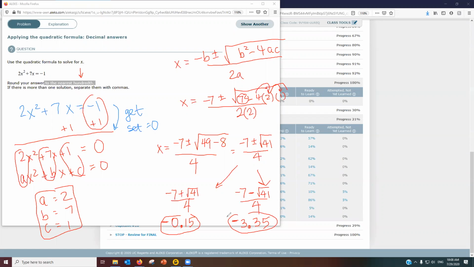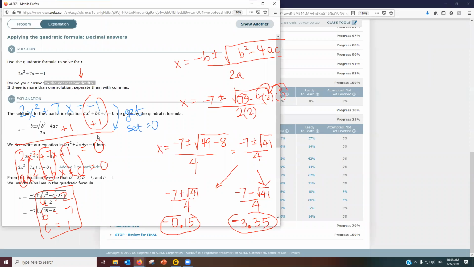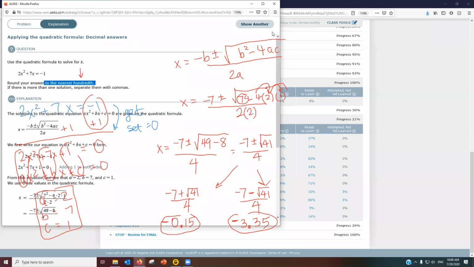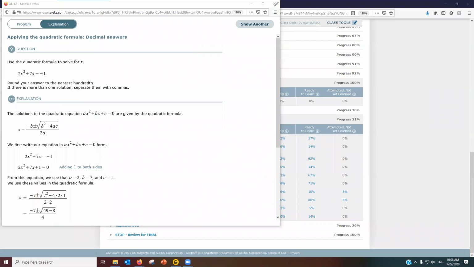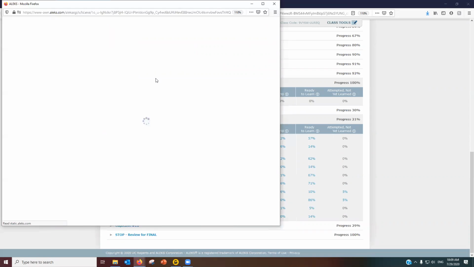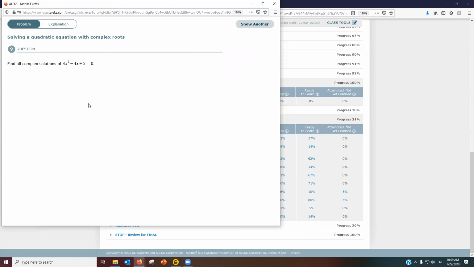Okay, so on this problem, you'll have the ALEKS calculator pop up. Okay, I'm going to go to explanation. We'll double check our answers here. So you can see the ALEKS answers, x equals negative 0.15 and negative 3.35. All right, so this is using the quadratic formula. Again, please remember you have this formula available to you in the reference packet, so please use that in the reference packet.